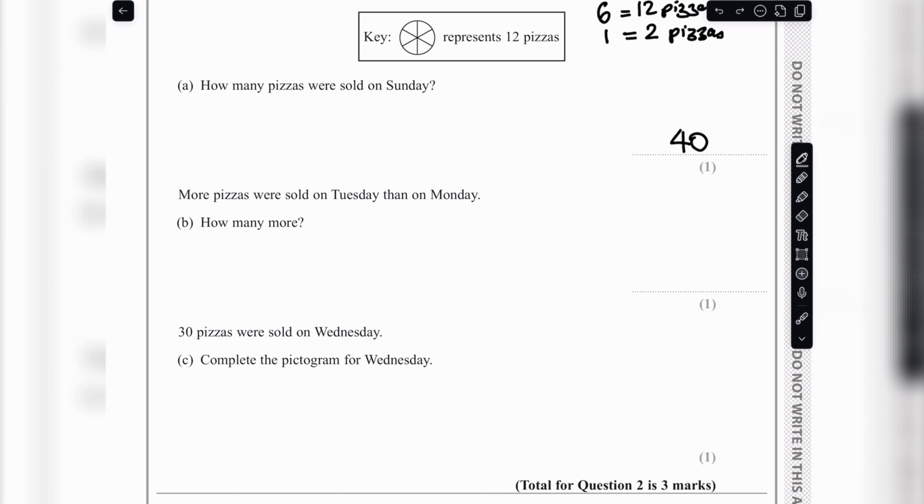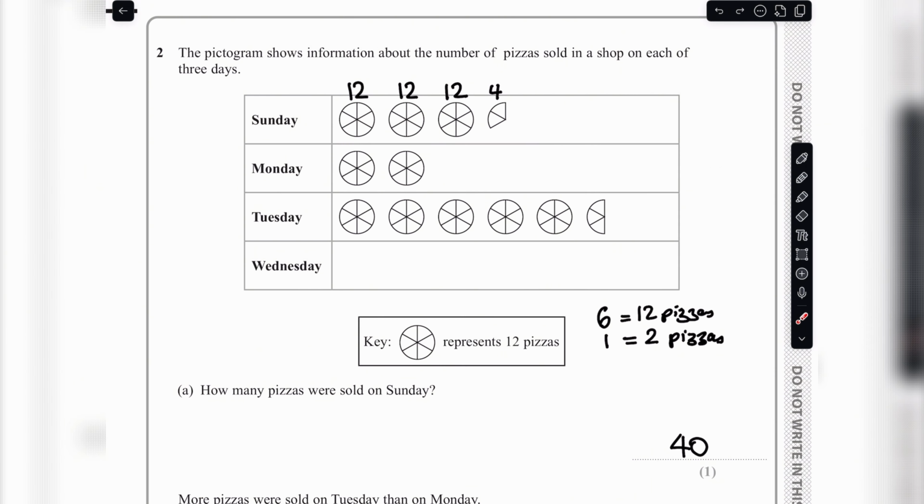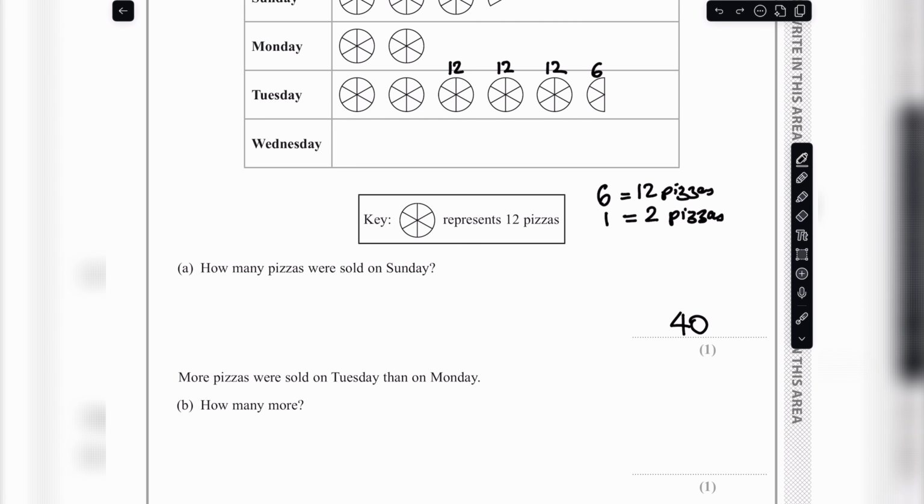In the next part of this question, we are told that more pizzas were sold on Tuesday than on Monday. How many more? So using our pictogram, we can see that the difference between the number of pizzas sold on Monday and Tuesday can be represented by these symbols here. So all we need to do is calculate how many pizzas were sold as a result of these symbols. So really quickly, we can state that this is 12, this is 12, and this is 12. And given as we have 3 parts, we know that 1 part corresponds to 2 pizzas, so 3 parts will correspond to 6 pizzas. And when we add all those values together, we get 42 as our final answer.